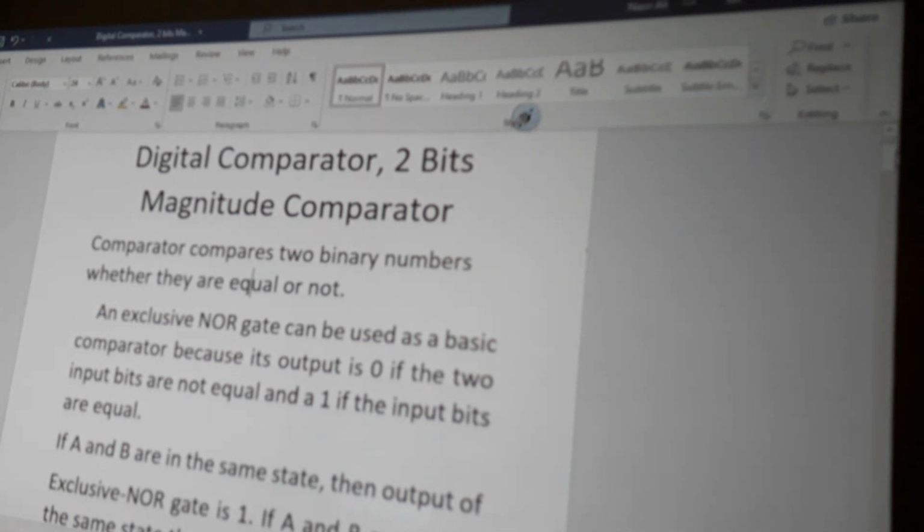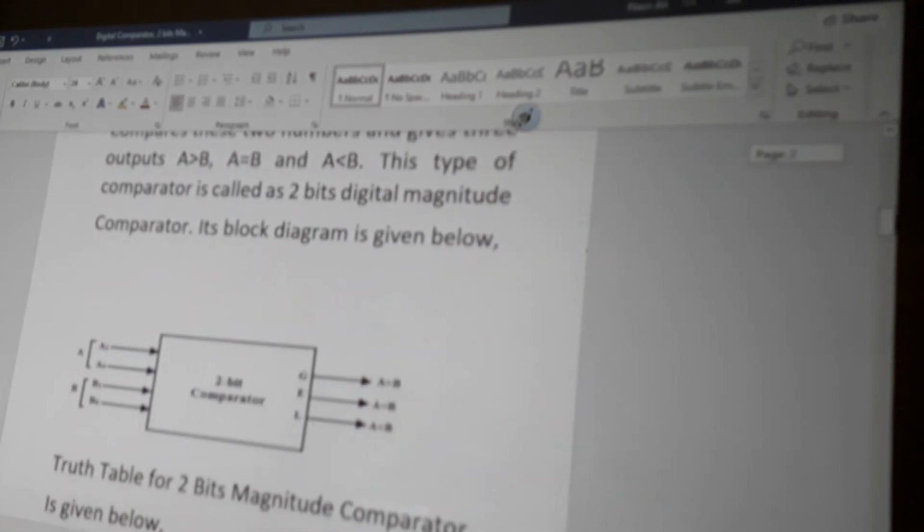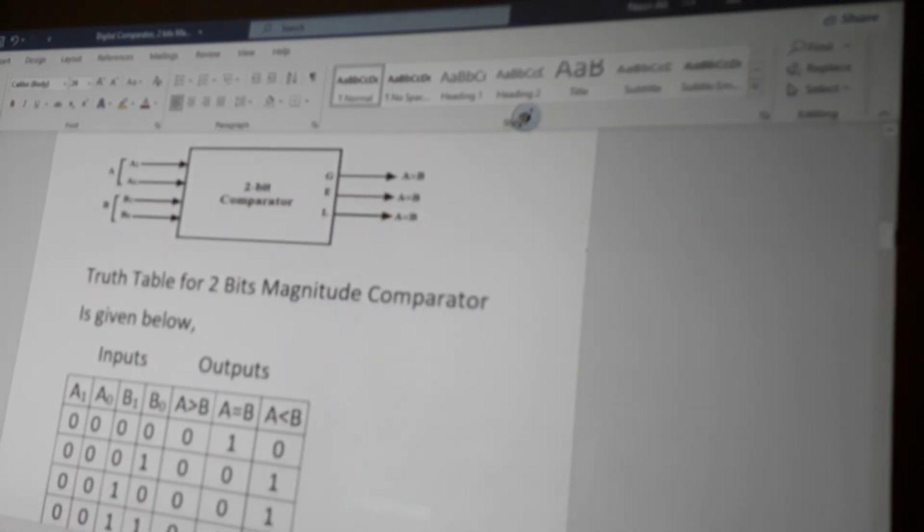Now its block diagram. In the block diagram, we have four inputs of two numbers A and B, and these bits are A1, A0, B1, B0, and at the output we have three outputs G, E, L. G is A is greater than B, E is A is equal to B, and L is A is less than B.